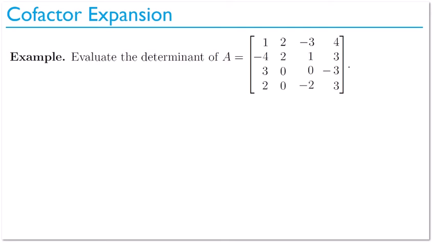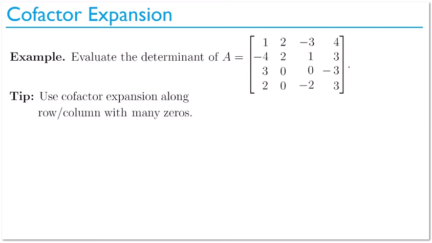Suppose we want to evaluate the determinant of this matrix A, which is of size 4. We have a tip here: use cofactor expansion along the row or column with many zeros. In our matrix, it is best to expand either along column 2 or row 3, because in column 2 and in row 3, we have 2 zeros. Let's do it along row 3.